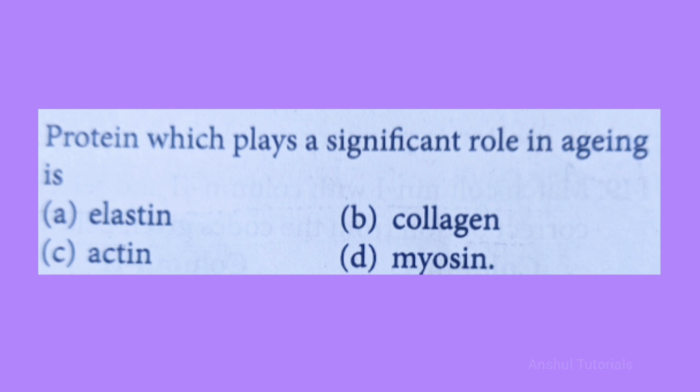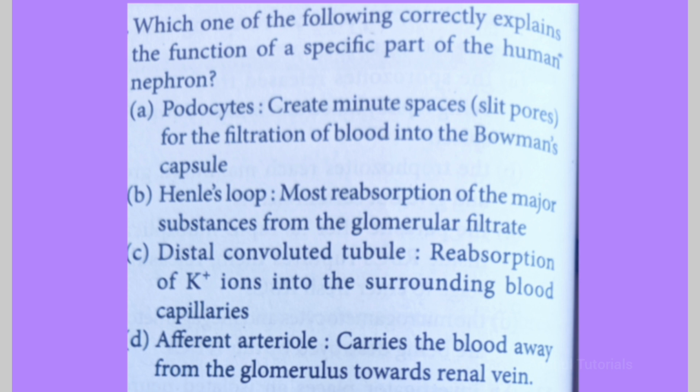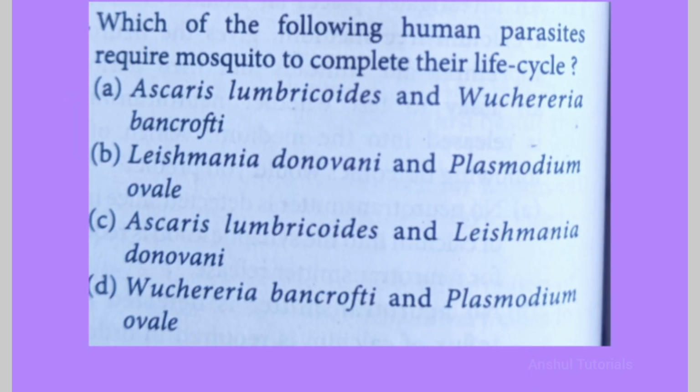Which protein plays a significant role in aging? The correct answer is option B, that is collagen. Which one of the following correctly explains the function of a specific part of a human nephron? The correct answer is option A. And the next question is, which of the following human parasites require a mosquito to complete their life cycle? The correct answer is option D, that is Wuchereria bancrofti and Plasmodium vivax.